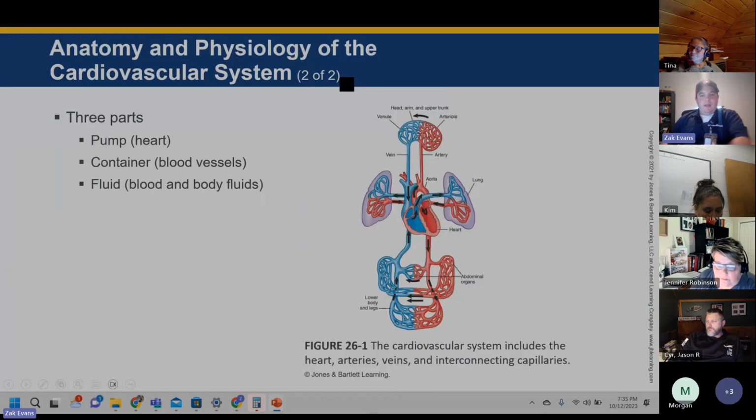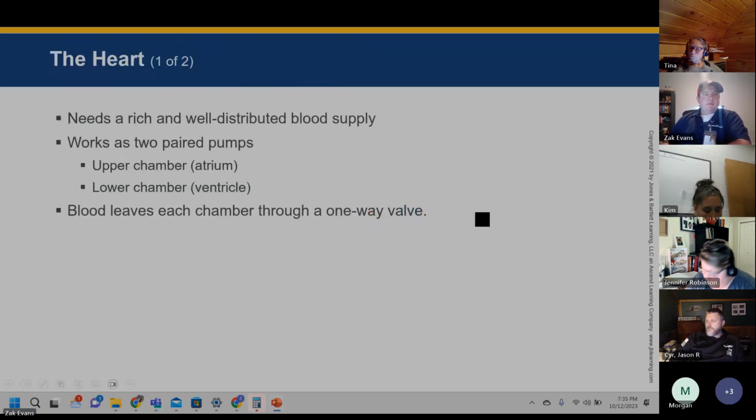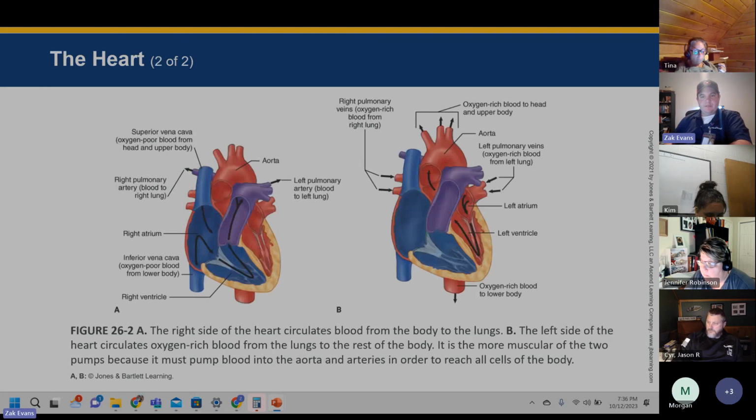Sorry, guys. All right, so again, we have a diagram. This shows a very basic diagram of the cardiovascular system. Everyone should have seen this before, right? Yep. Yes. The heart needs a rich and well-distributed blood supply. Works as 2 paired pumps. You got the upper chamber and the lower chamber, the atrium and the ventricle. Blood leaves each chamber through a one-way valve. And again, here's a diagram of the heart.